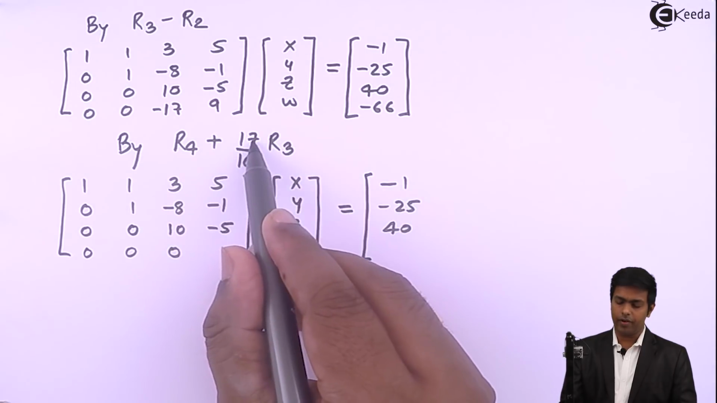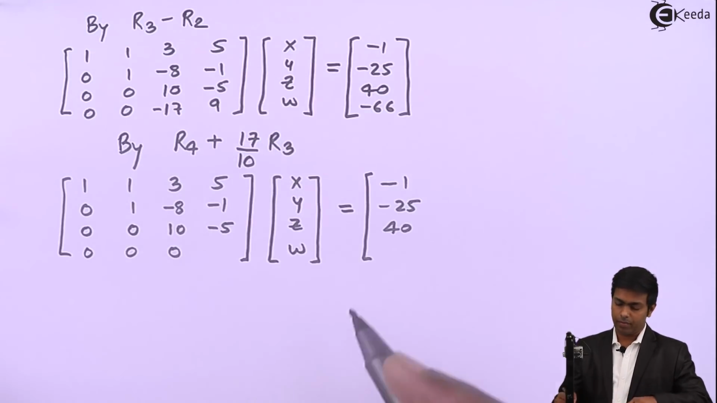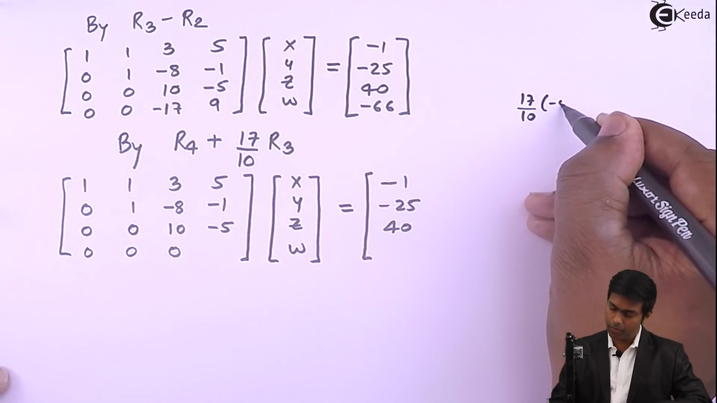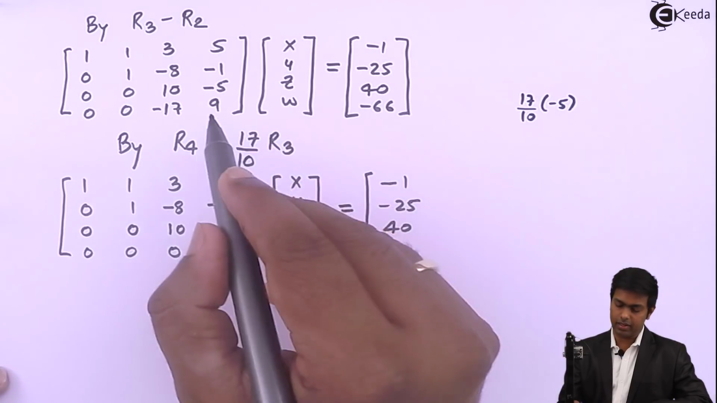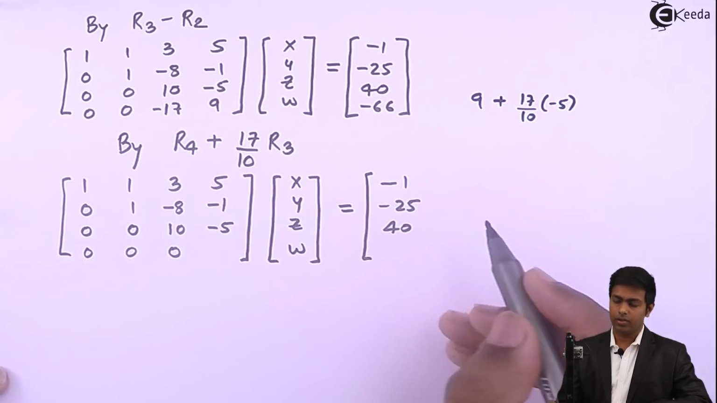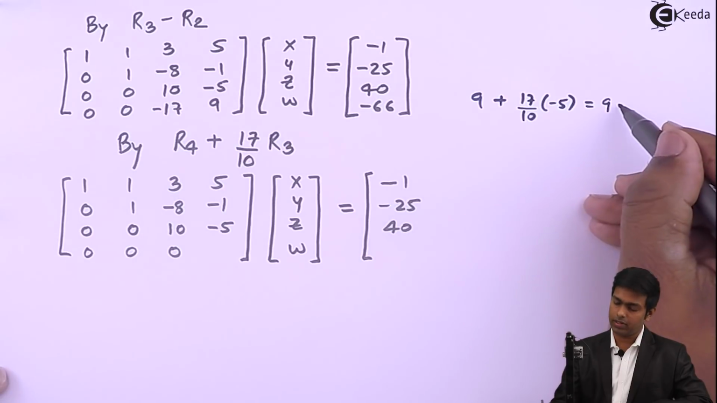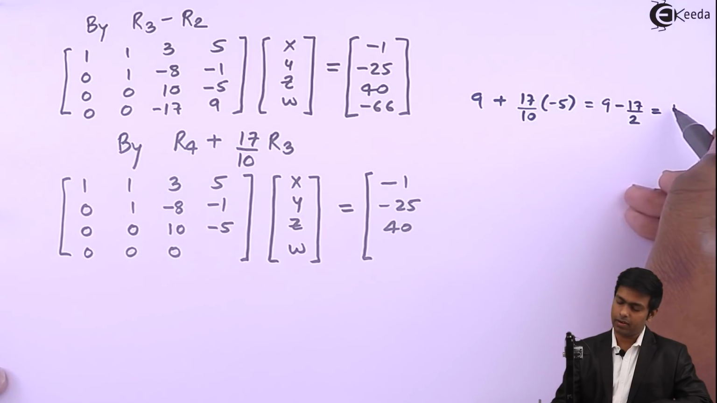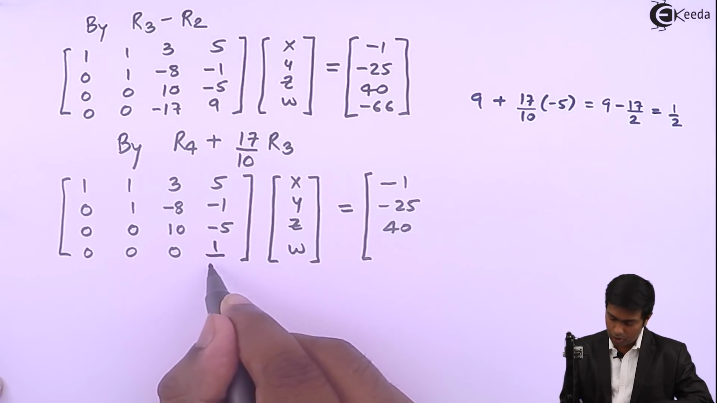Here 17 upon 10 into minus 5. Here I will do it in rough. So we will get 17 by 10 into minus 5. We have to add this result in 9. So here I will write 9. So we will get 9, and this is 5 ones are 5 twos are. So I will say minus 17 by 2. So this is 18 minus 17 upon 2. So I can say it is 1 by 2. So here I will say we get 1 upon 2.